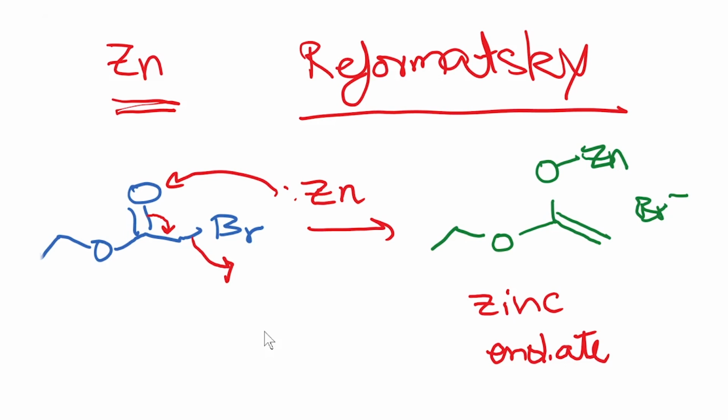I am very sorry, I think I missed out a positive charge on the zinc, so there should be a positive charge over here. Okay, and now Br minus is going to act as the counter ion, so we can write this out as ZnBr, and here is your enolate and here is the remaining part of the ester.